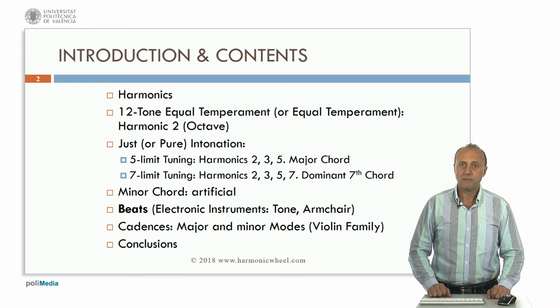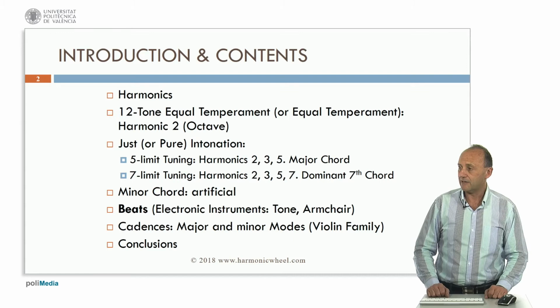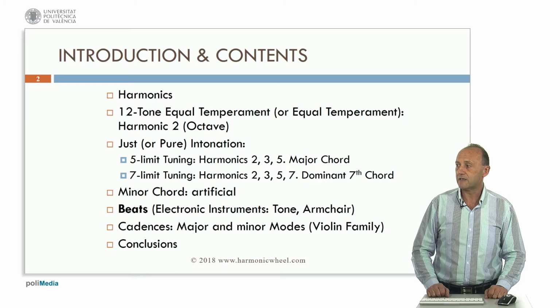As I said, we are going to analyze the beats which are produced when several sounds are played at the same time. For doing that, we will use electronic instruments such as the tone and the armchair, which we saw in other presentations. Then we will compare two cadences in both systems, one in major mode and the other in minor mode, in this case played with instruments from the violin family.